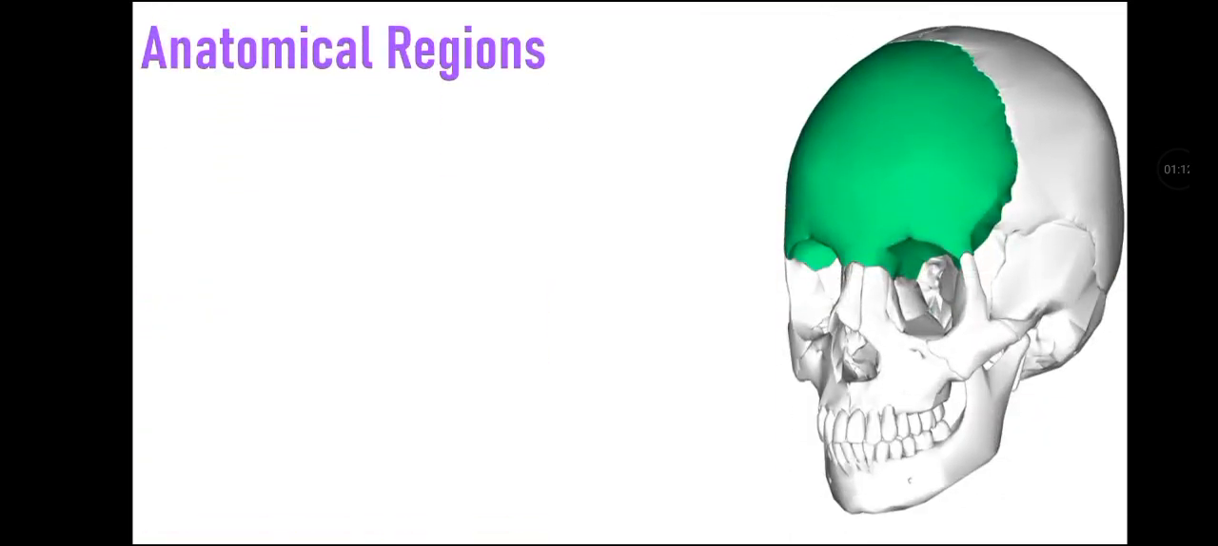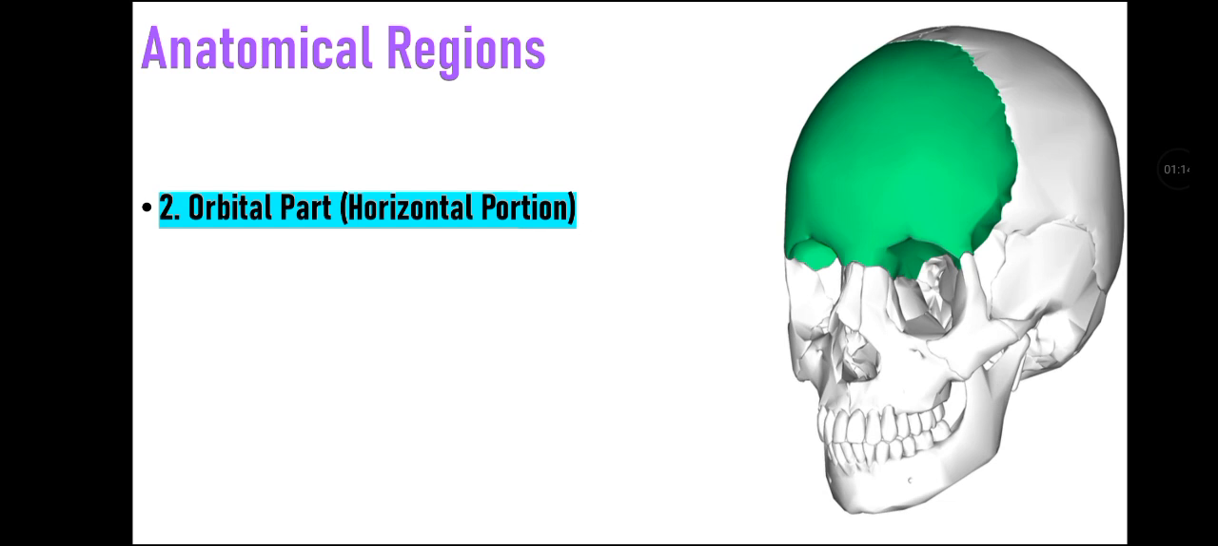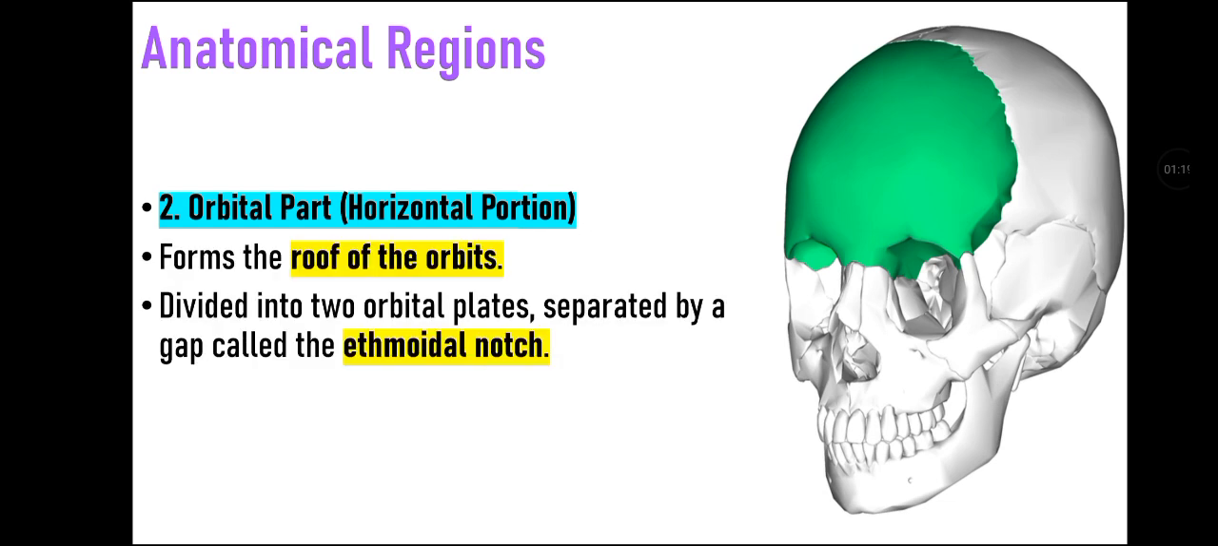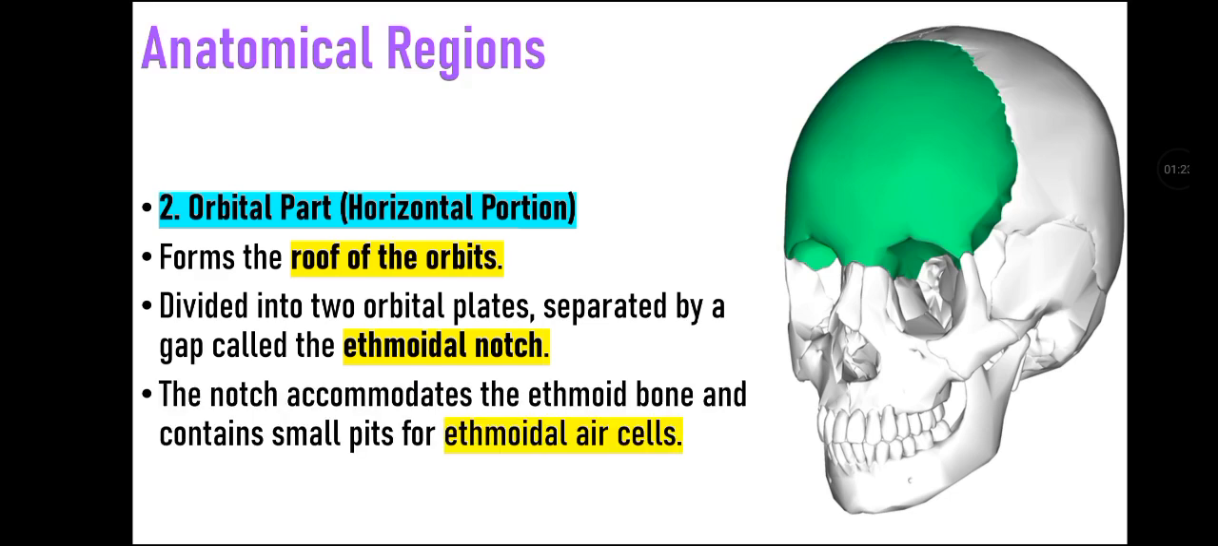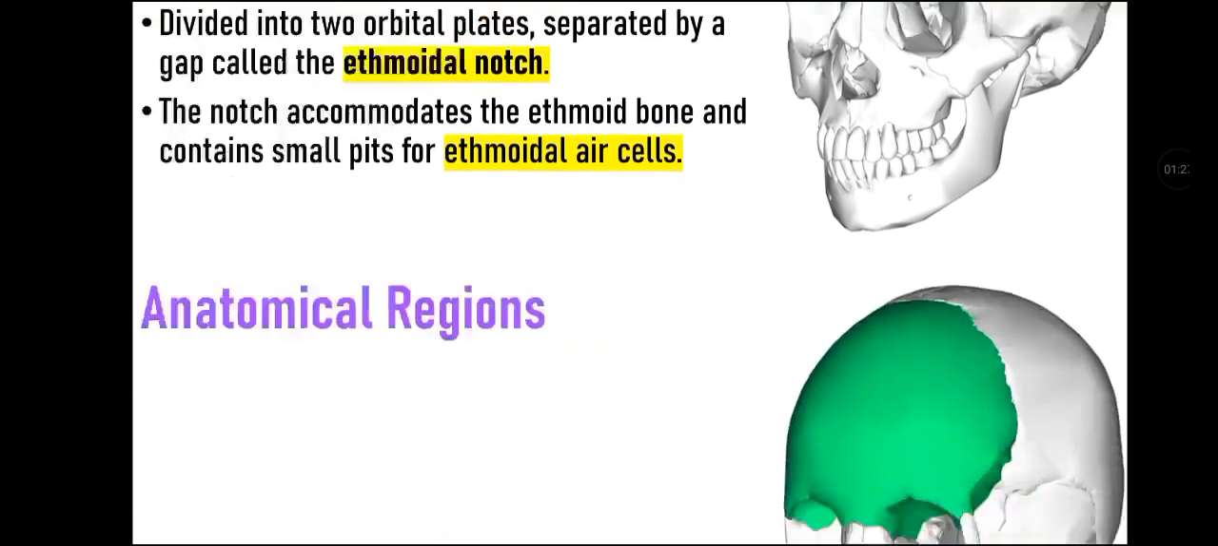Next part of the frontal bone we have is the orbital part, that is also called the horizontal portion of the frontal bone. It forms the roof of the orbit. They divide into orbital plates separated by a gap called the ethmoidal notch. The notch accommodates the ethmoid bone and contains small pits for ethmoidal air cells.